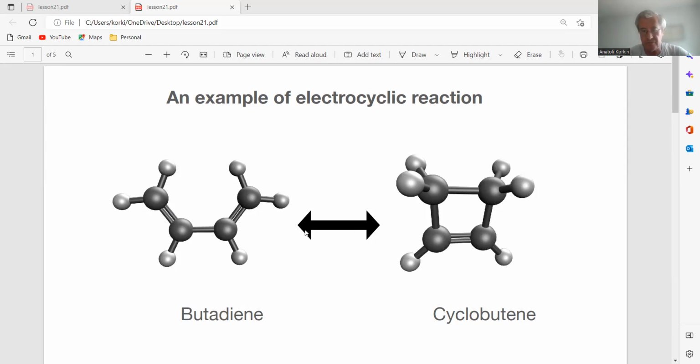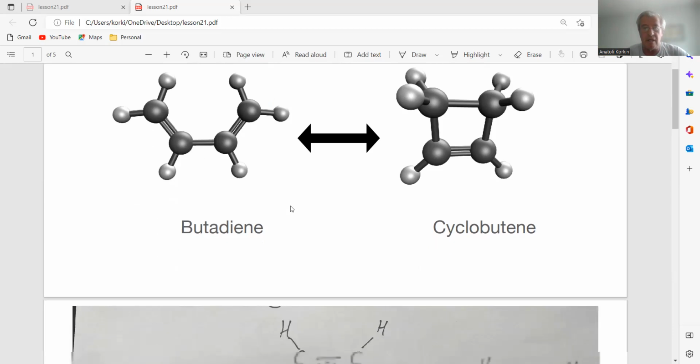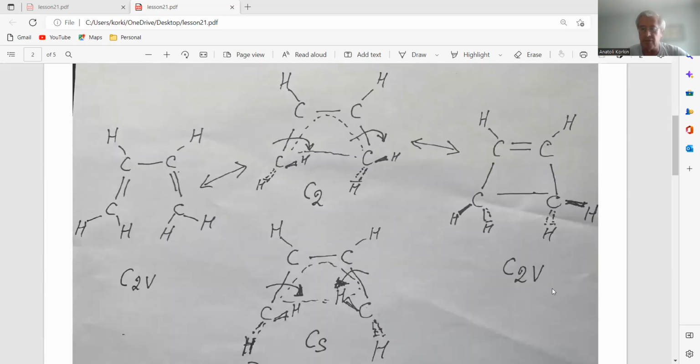So in order to make such reactions, in the case of closing the cycle, we will need to rotate the CH2 groups of the terminal carbons. This rotation can be done in two ways, in principle. We can rotate them in one direction, which is called conrotatory, or we can rotate them toward each other on one side of the plane. This would be called disrotatory. So I will make a handmade drawing for these two possible processes.